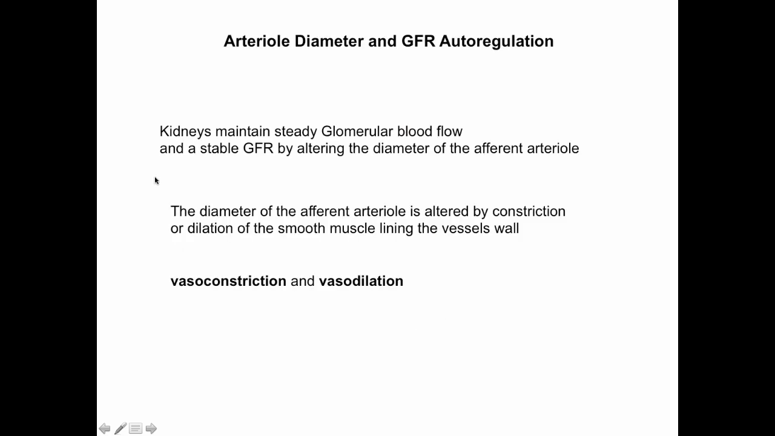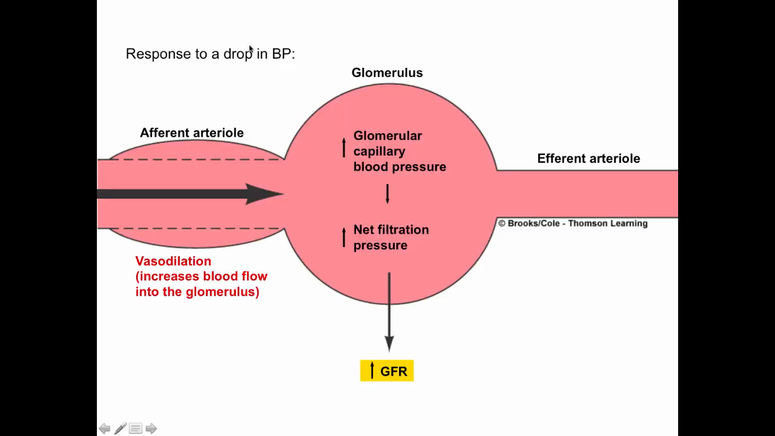And the primary way that autoregulation does this is to modify the diameter of the afferent arteriole to compensate for a change in blood pressure. So either we vasoconstrict or vasodilate the afferent arteriole in order to compensate for a change in arterial blood pressure. So let's say that arterial blood pressure drops. Let's say the body's blood pressure goes down.